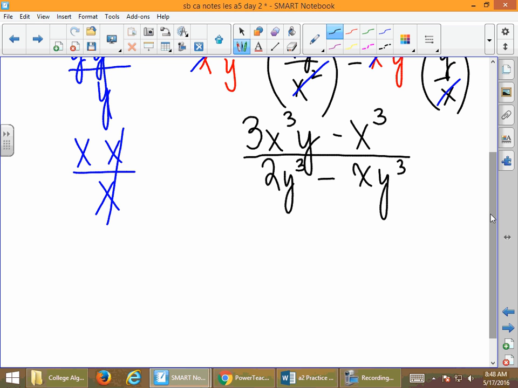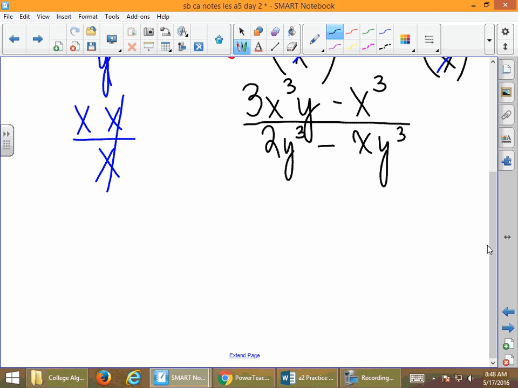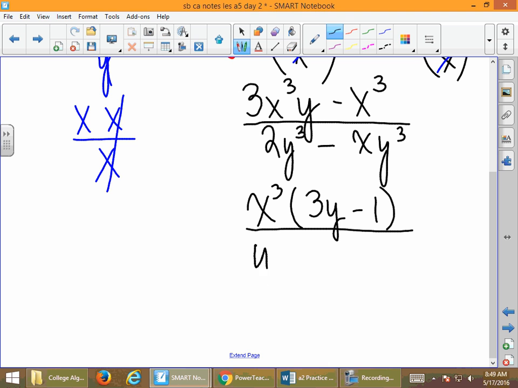So I don't think that we can cancel anymore, but let's try just to make sure. What we see as a greatest common factor up here in the numerator is x cubed. And then we're left with 3y minus 1. Down here in the denominator, we can factor out a y cubed, but it's not going to help us. We're left with 2 minus x.